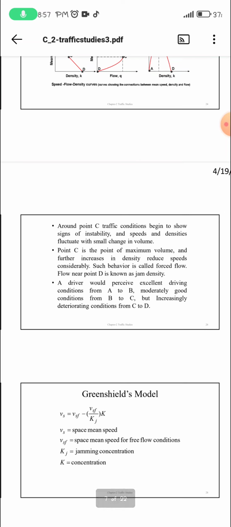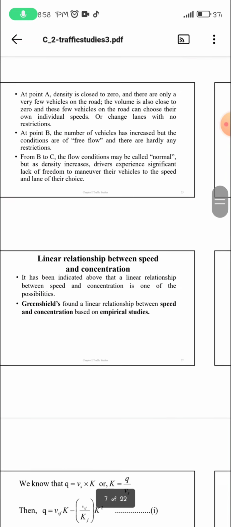Around point C, traffic conditions begin to show signs of instability, and speeds and densities fluctuate with small changes in volume. Point C is the point of maximum volume, and further increases in density reduce speeds considerably. Such behavior is called forced flow. Flow near point D is known as jam density. A driver will perceive excellent driving conditions from A to B, moderately good conditions from B to C, but increasingly deteriorating conditions from C to D.